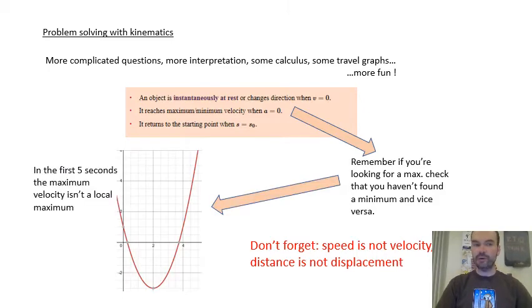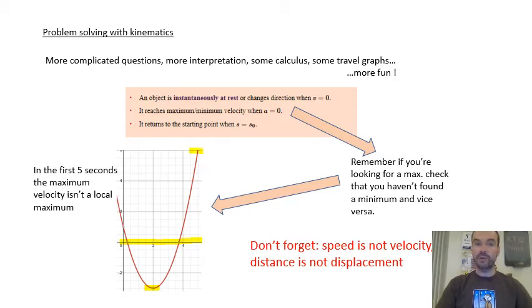Take this graph, for instance. In the first 5 seconds, we go from here to here. That's the first 5 seconds. And we see that there is only one stationary value. There is a stationary value here, but that gives a velocity of -3. The maximum velocity in the first 5 seconds is actually this value here.